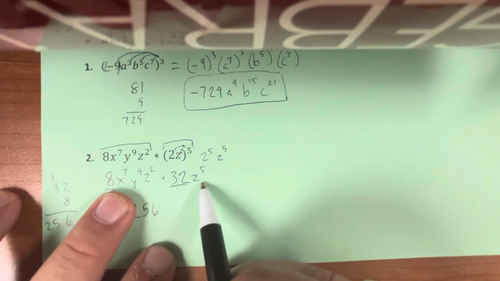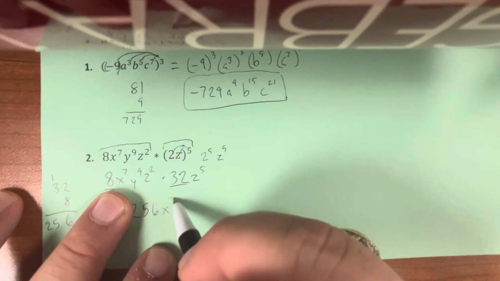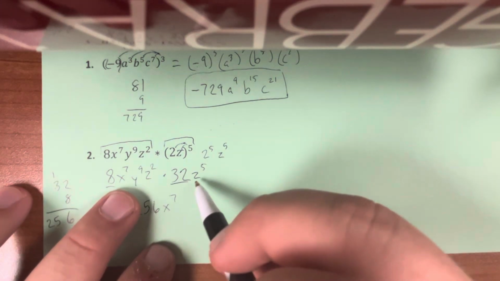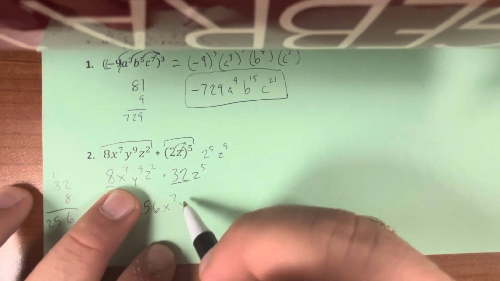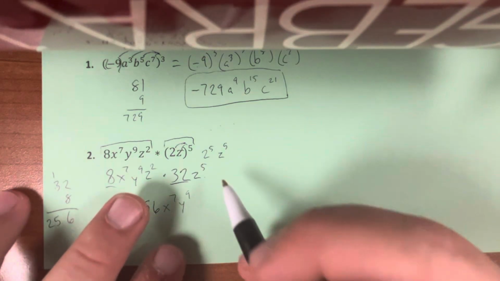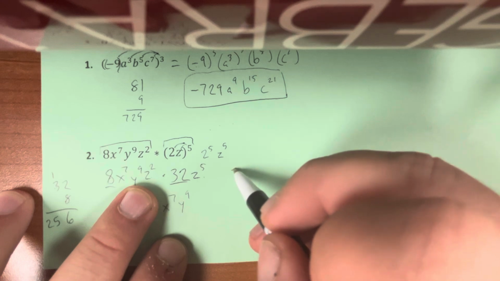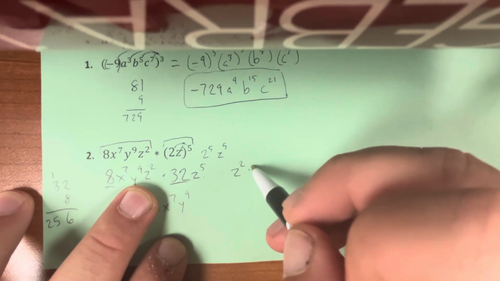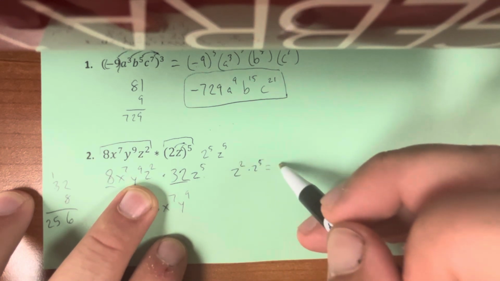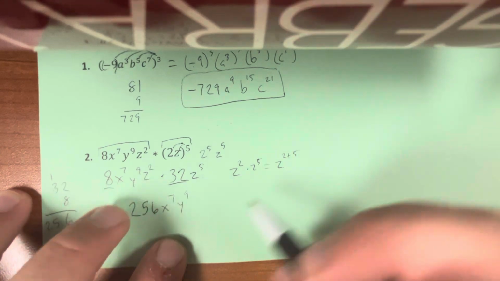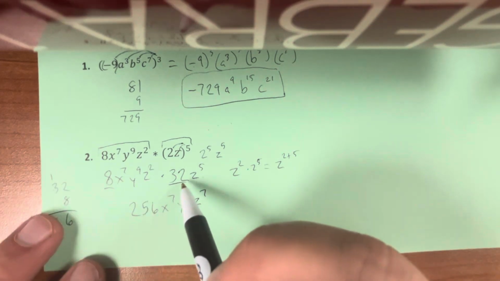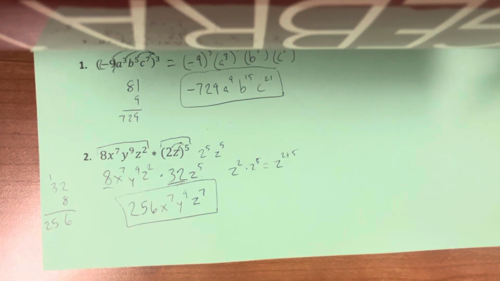There's no x's over here, so the x to the 7th is just going to drop down. And then y to the 9th, there's no y's over here, so it's going to drop down. And then we have z's, z squared, z to the 5th. Those are like bases, and so it's going to be z squared times z to the 5th, like we did yesterday, z to the 2 plus 5, so z to the 7th. When you multiply like bases, you add the exponents together.